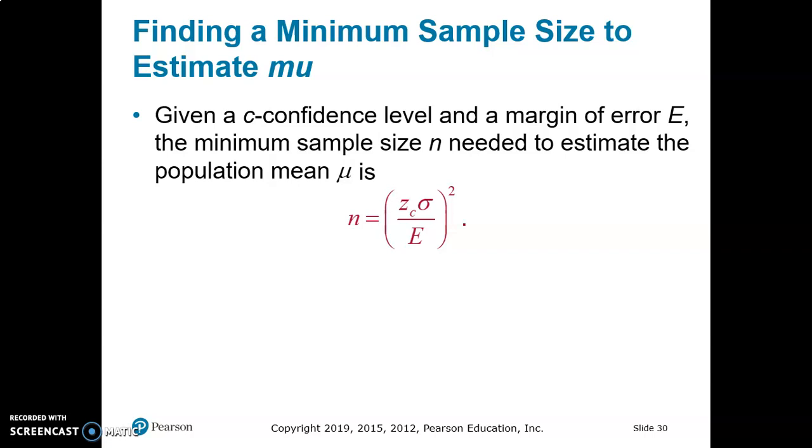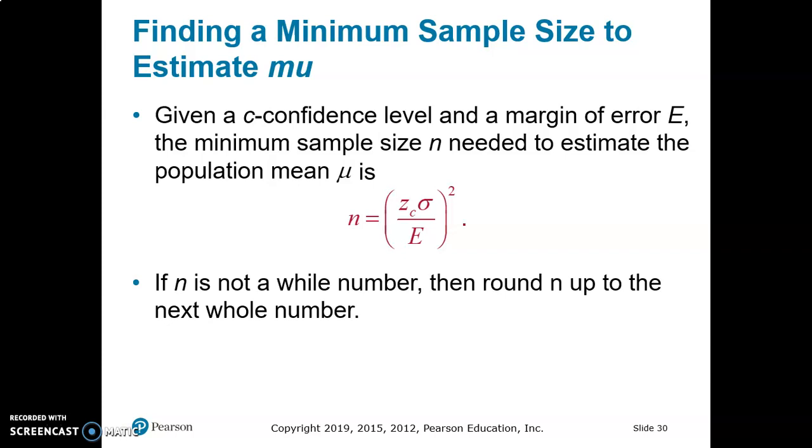Now remember, we have this rule that it needs to be greater than or equal to 30, but it's kind of a case-by-case thing. It depends on your confidence level, your margin of error, your standard deviation. So this gives you a way of getting a more precise number. The number is n equals the critical value times the standard deviation, again, the standard deviation is known here, divided by the margin of error, all squared. Okay. If n is not a whole number, that's a typo there, then round n up to the next whole number.